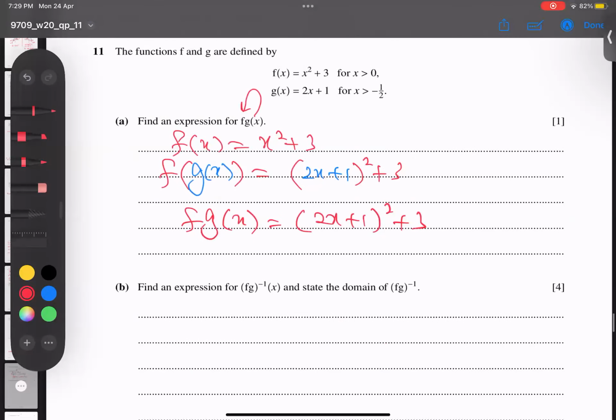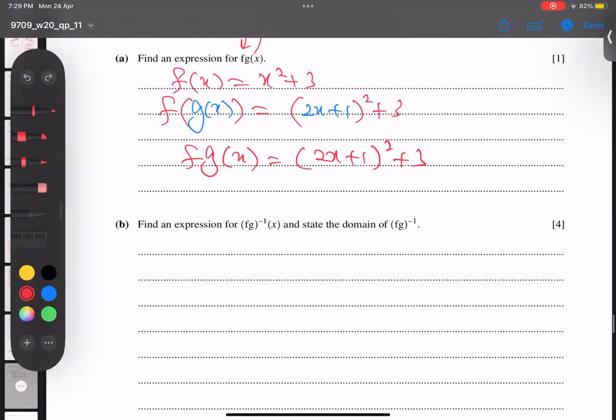And now he's asking for the inverse of this whole thing. So not a hard job for us, I can find it quickly. I will take a Y. Okay, and now try to make X the subject.